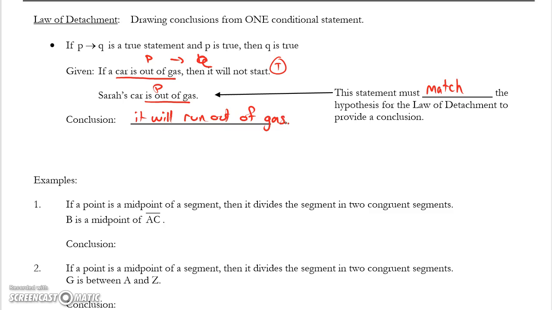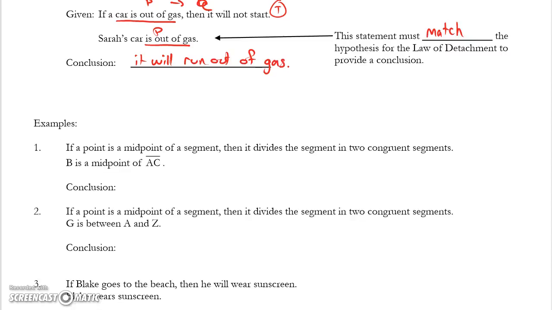So again, just to reiterate, if it matches my conclusion, I cannot draw any conclusion at all. There's no logic. So if I said, if a car is out of gas, then it will not start, Sarah's car will not start, that is not going to allow me to make a conclusion, because that does not meet the logic step of my hypothesis. That tells me it won't start. There's many reasons it might not start, only one of them being it's out of gas. So my second statement must match my original hypothesis, and that is the only way it can work. Otherwise, I can have no conclusion.